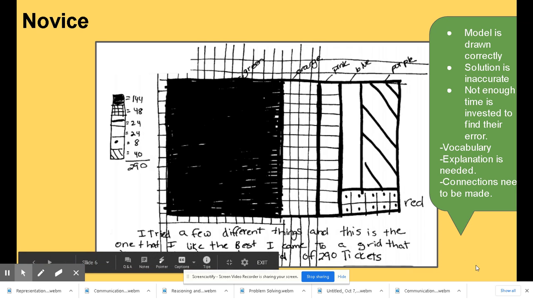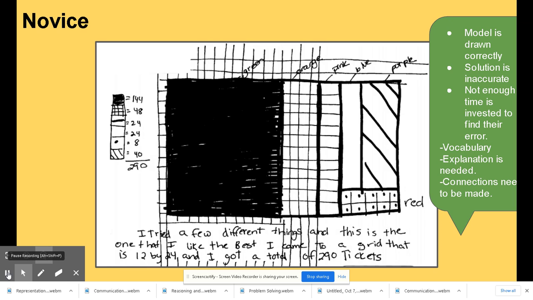So hopefully this helps for you to see what's expected. Remember, your goal is just to improve. The first one that you guys are going to do is going to be the practice. And then that's where we're going to address anything that we can improve upon. And then you guys will have a graded one that will be sent to the district.